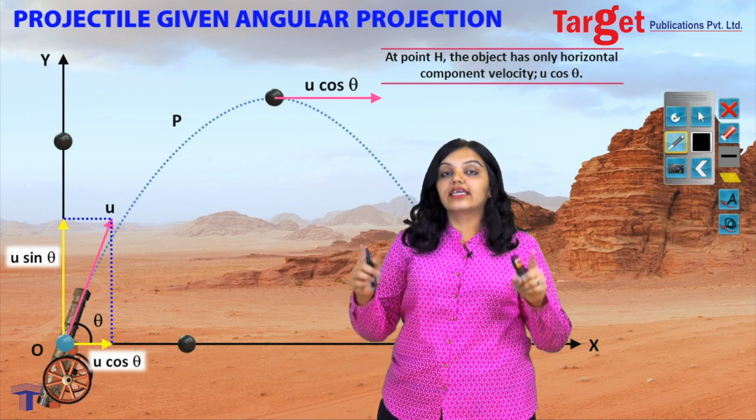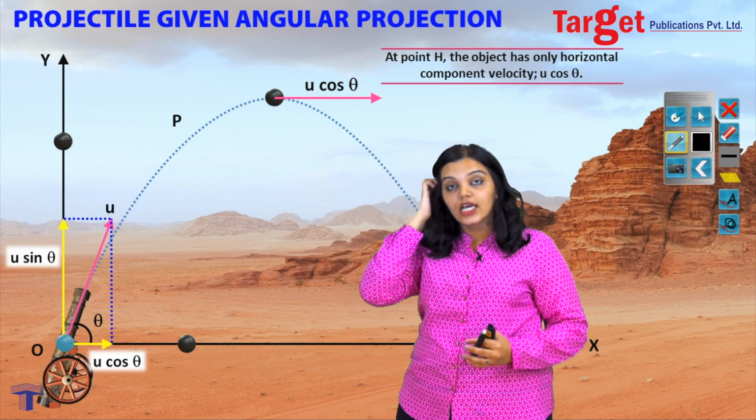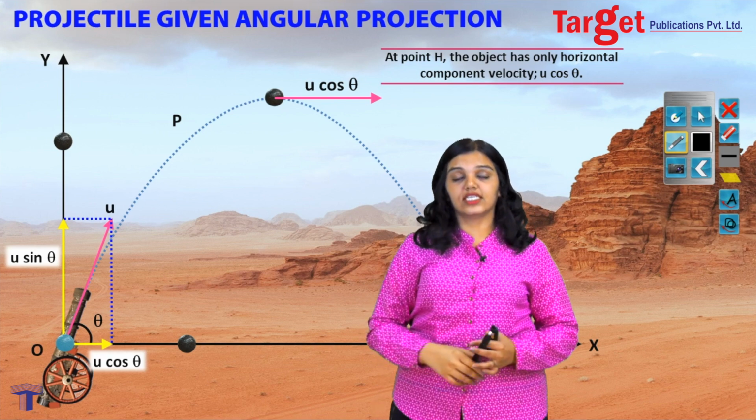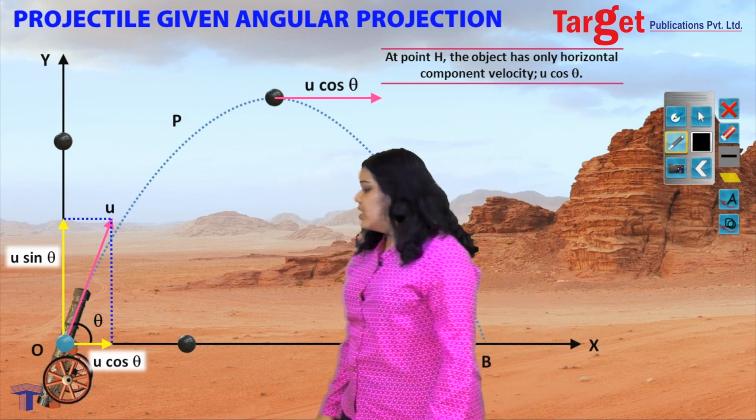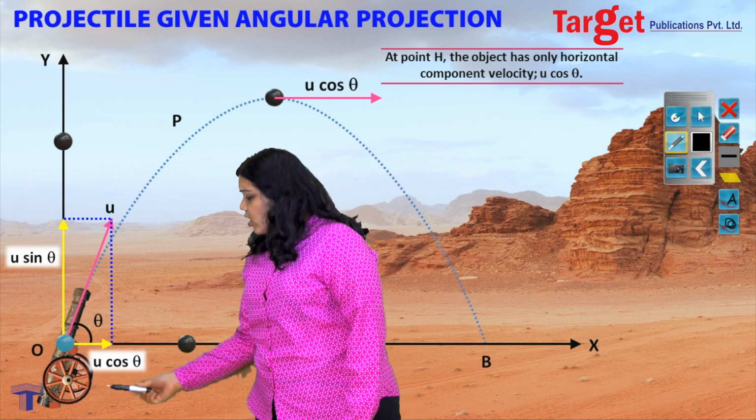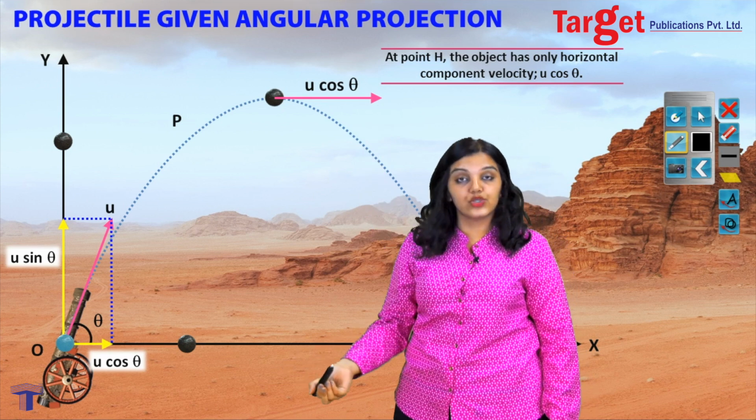So, let me recap. If you take a look at this object at the highest point in its motion, you will see that they have only written u cos theta and it is only in the horizontal direction. And why is that? We said the horizontal velocity will not change. So, even at some later time t, the horizontal velocity is still there, that is u cos theta.